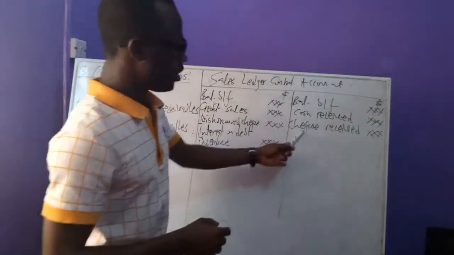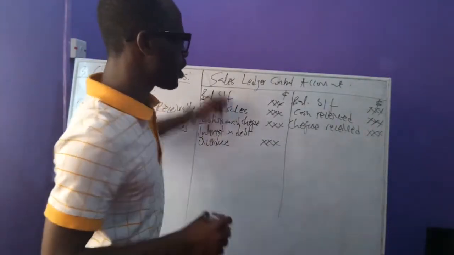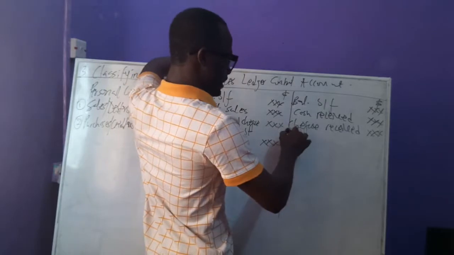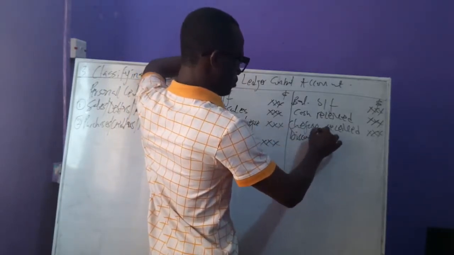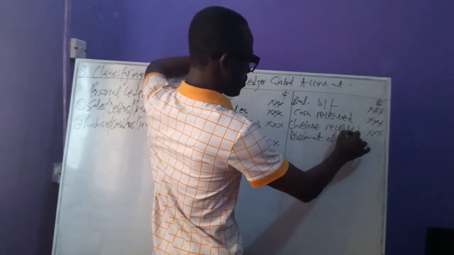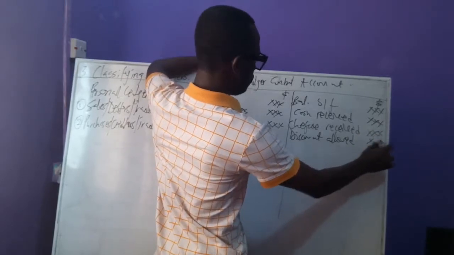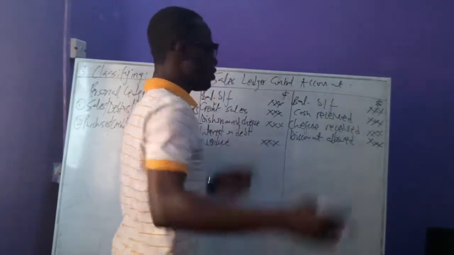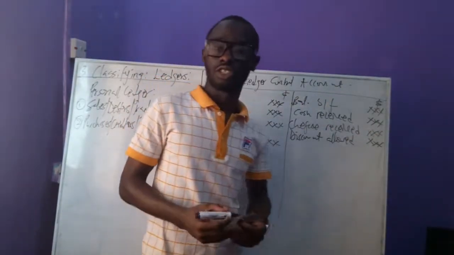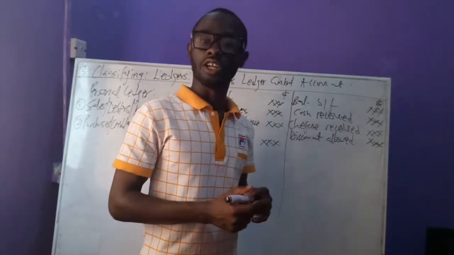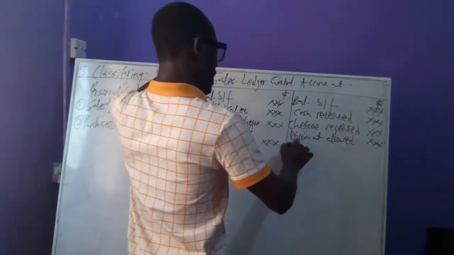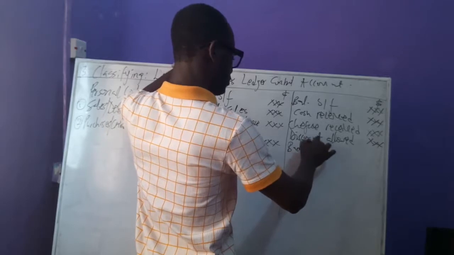Then other items that we can bring on the credit side includes discount allowed. Okay, so if I give you any discount, it will reduce how much you owe me, so we bring it on the credit side. Then bad debt written off.